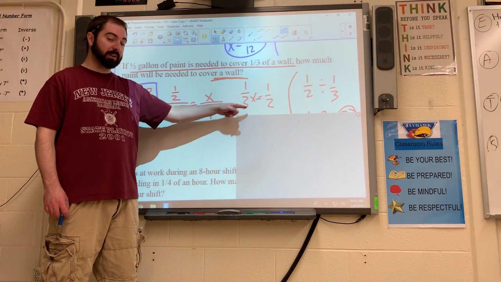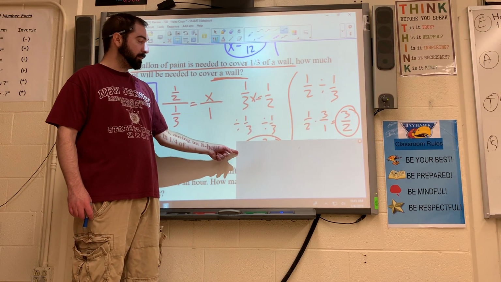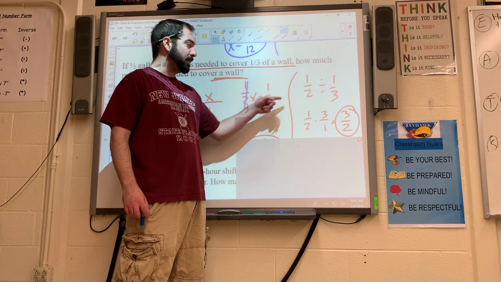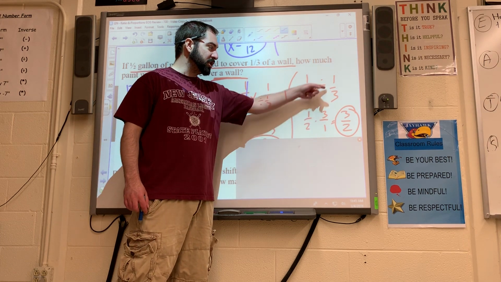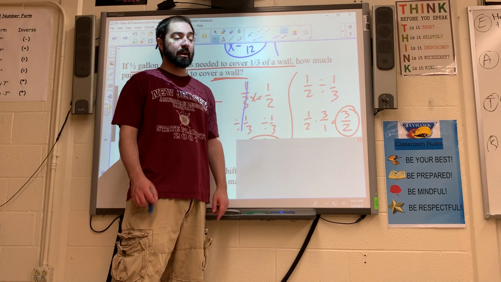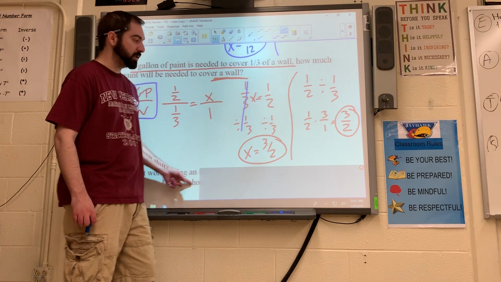1/3 times x, 1/3 x, 1/2 times 1, 1/2. Dividing each side by 1/3. One side cancels out. The other side, 1/2 divided by 1/3. Keep it, change it, flip it. 1 times 3 is 3. 2 times 1 is 2. 3 over 2, yes, it reduces to 1 1/2, but I would just leave it alone as 3 over 2 for today.